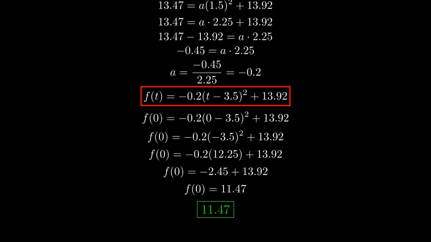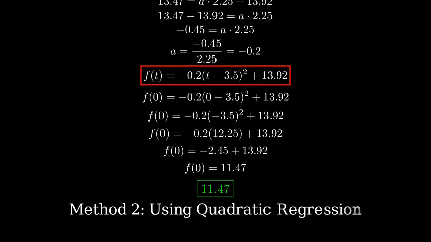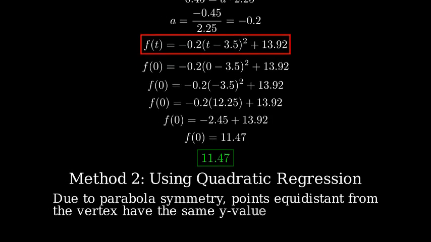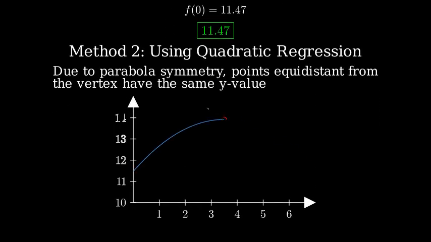Now, let's solve the same problem using a different approach, quadratic regression. First, let's observe something interesting about quadratics. Due to the symmetry of parabolas, points that are equidistant from the vertex will have the same y value. Since t equals 5 is 1.5 units to the right of the vertex at 3.5, the point at t equals 2, which is 1.5 units to the left, will have the same y value of 13.47.